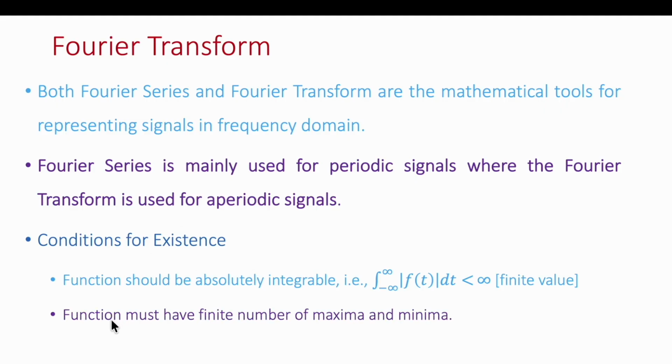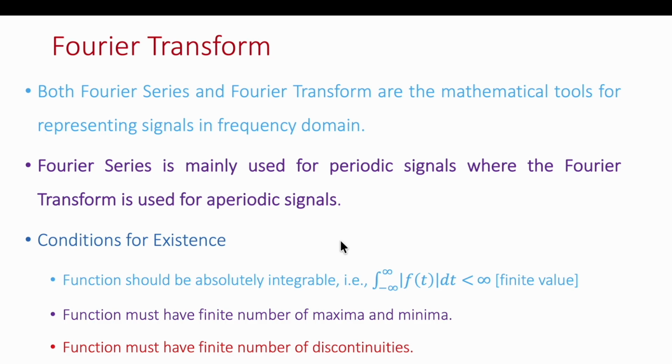The second condition is that the function must have a finite number of maxima and minima. In an ideal case, if a sine wave or a cosine wave is given, then you can easily calculate the maximum value or the minimum value in that function. But if you take the example of noise, you don't know how many maxima or minima there are in that noise. But the condition is that the function must have a finite number of maxima and minima.